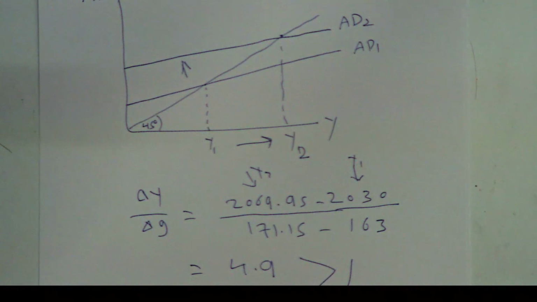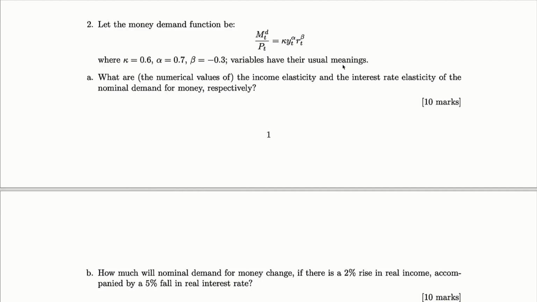You should know now that if you have information about both the goods market and the money market, you should use all the information you have in both markets to find the equilibrium point. Money demand function like this. We're given these parameters, k, alpha, beta, and how much they are, and then we were asked about the income elasticity and interest elasticity of money demand.